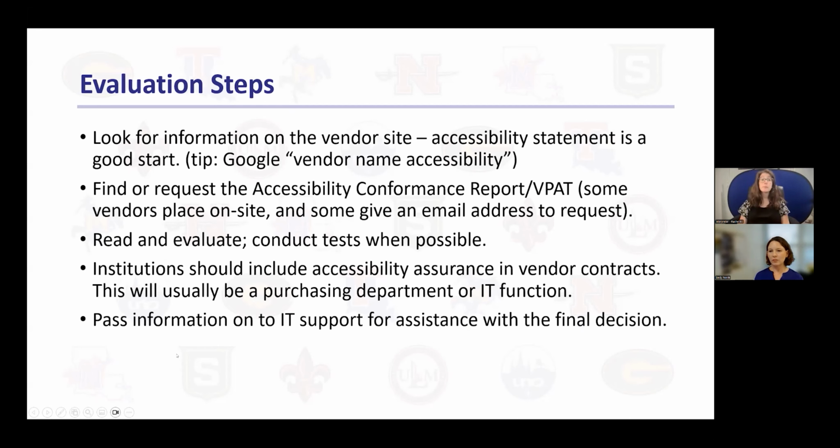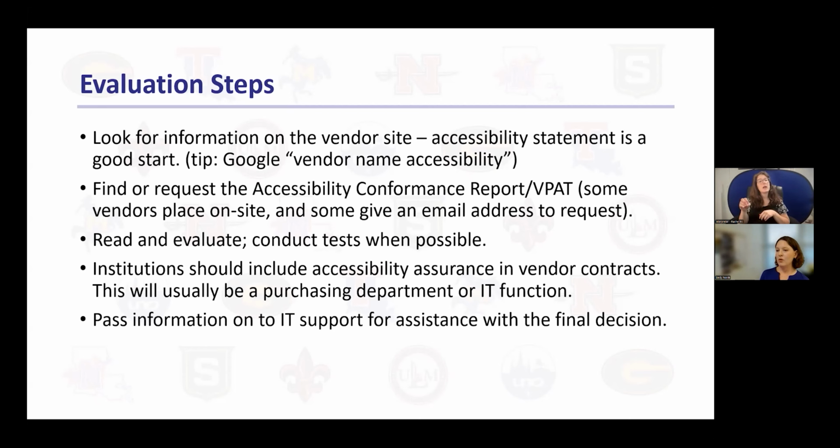So if you're starting with something new, or if you're just curious about something that you're already using in a course, the first thing you can do is to Google the vendor name and add the word accessibility. And 9 times out of 10, that's going to bring up the accessibility statement for that particular vendor. Those accessibility statements vary in terms of how specific or helpful they are, but that can give you a first look into how that company is dealing with accessibility.